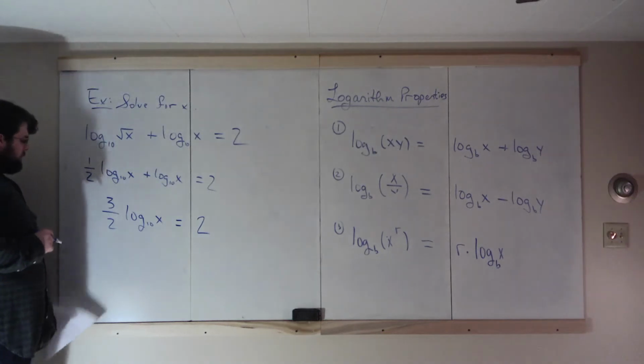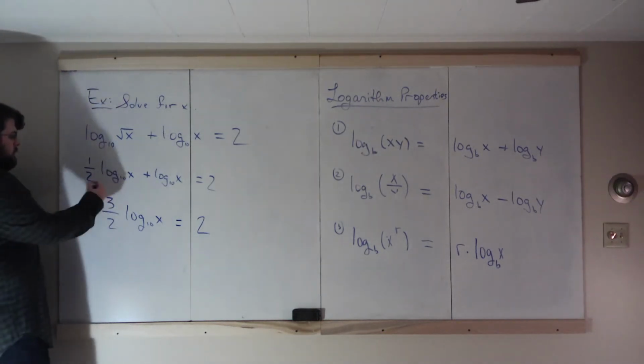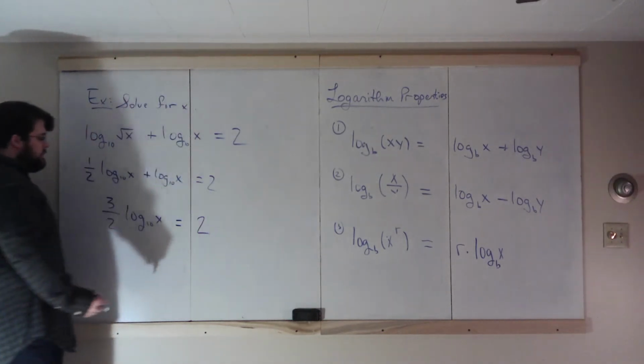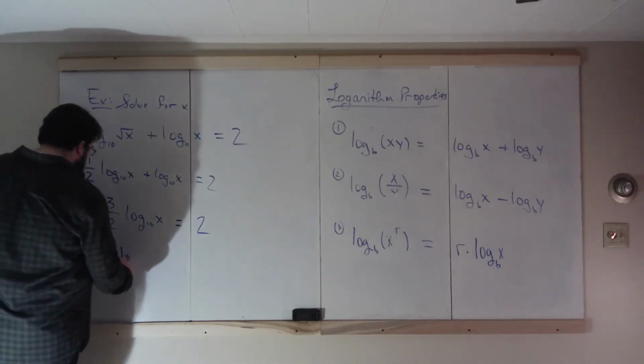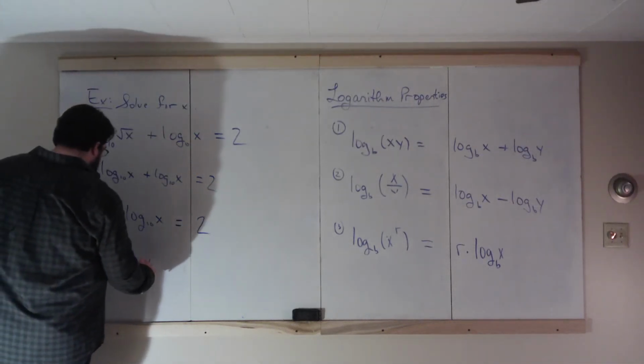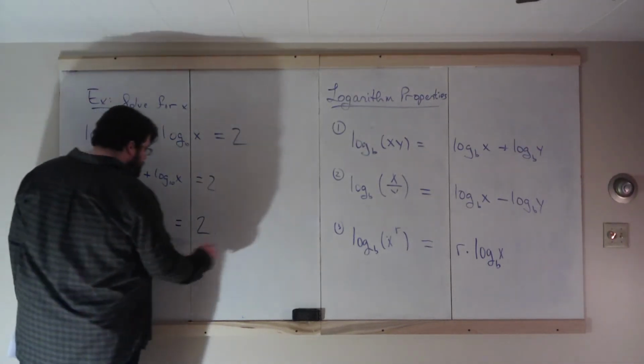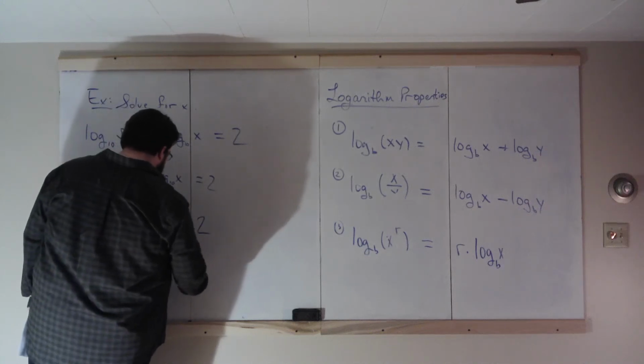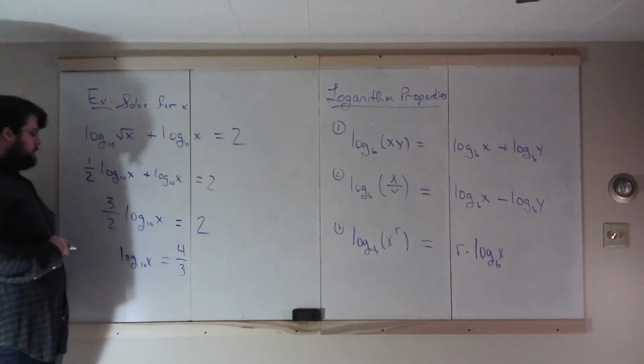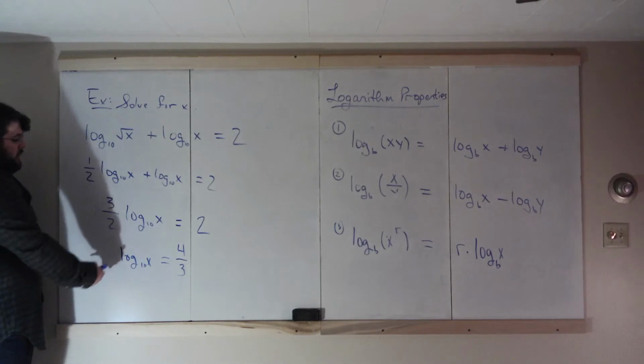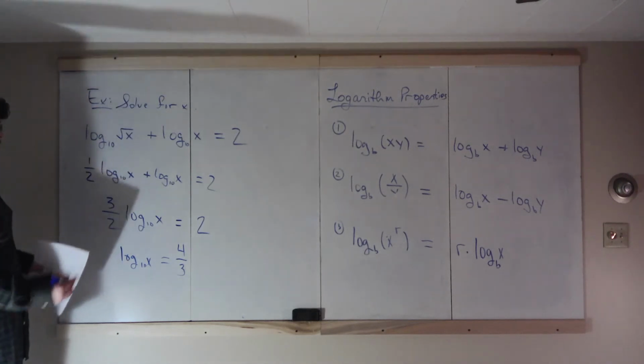Well, what can we do with this? Let's get rid of that 3/2. Multiply everything by 2/3. 2 times 2/3 is 4/3. And now all we have is a logarithm of x with base 10.